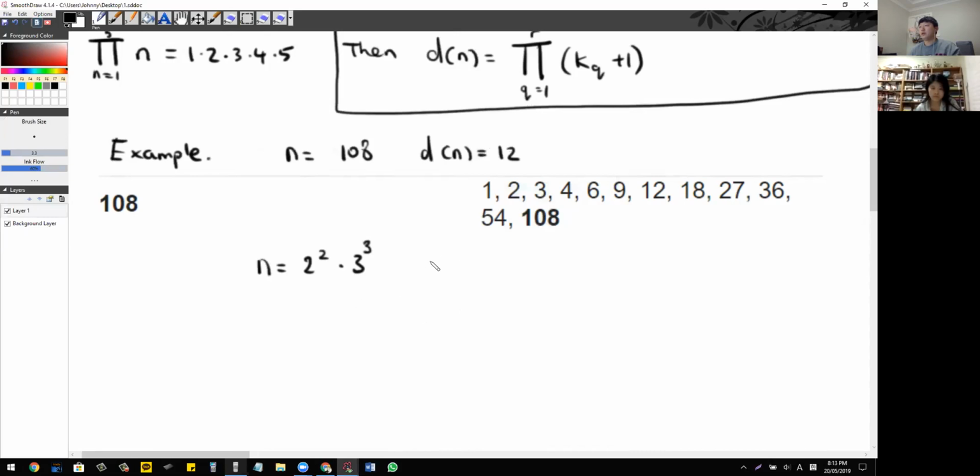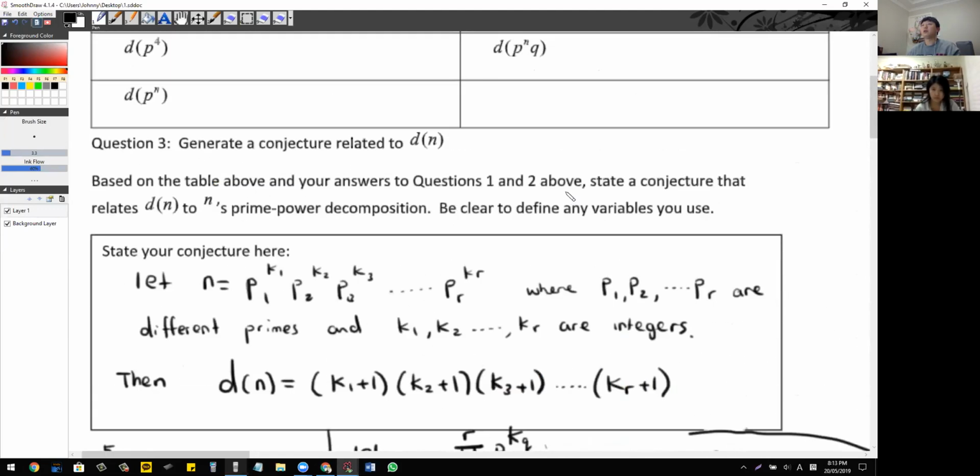Now, we can simply use, okay, so Dn is given by 2 plus 1, this 2 here, times 3 plus 1, and this 3 here, which is 3 times 4. And that is the answer. So it's working. We can do another example, but we're going to move on.